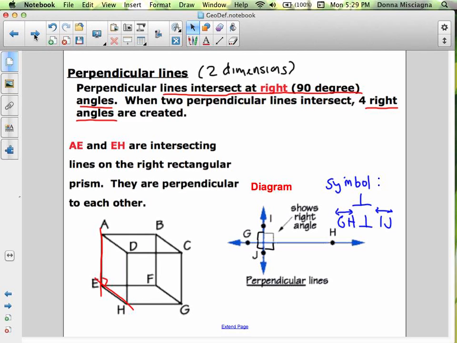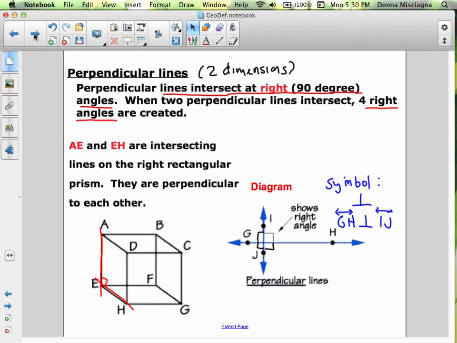Perpendicular lines, and so for your definition, you can write the underlined words there. Perpendicular lines are lines that intersect at right, 90-degree angles. And then add that when 2 perpendicular lines intersect, we have 4 right angles that are created.